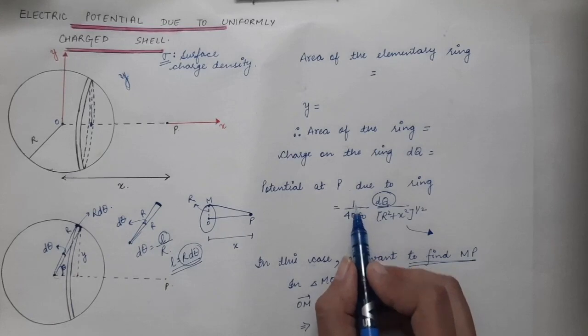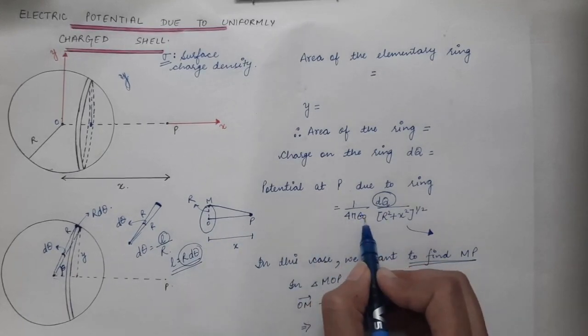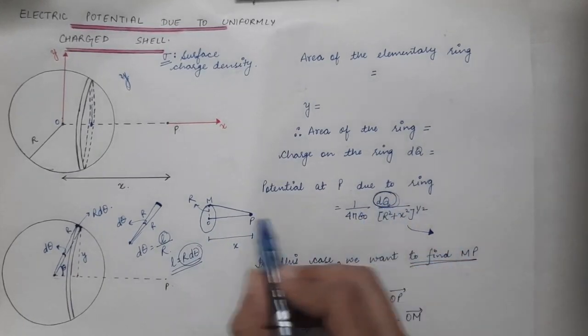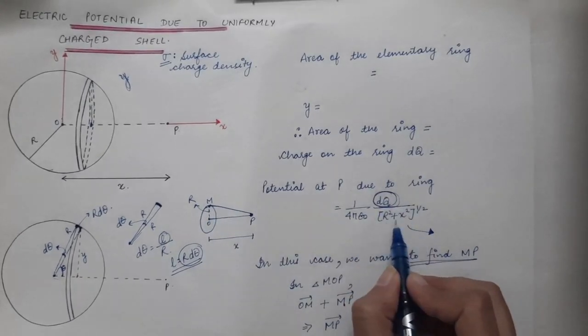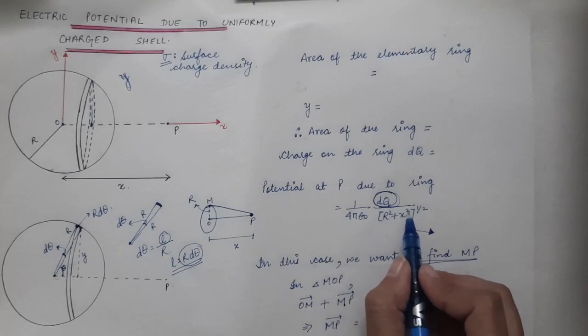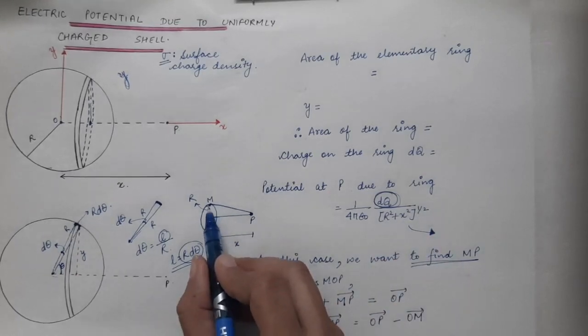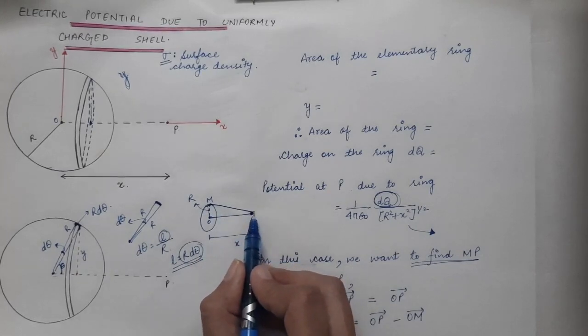So the electric potential due to the ring comes out to be 1 by 4 pi epsilon naught into the total charge on the whole ring divided by the distance. Here we have r square plus x square power 1 by 2, that gives us nothing but the hypotenuse.